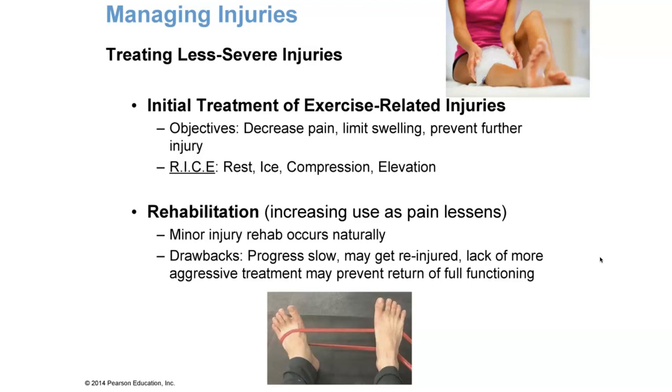Definitely you're going to have drawbacks. Sometimes it's going to be slow progress. Sometimes you may get re-injured by doing some of this rehab. That just happens. A lack of more aggressive treatment may prevent return of full functioning. Sometimes injuries are so severe that no matter how much work you do, it's not ever going to be the way that it was before that part got injured.